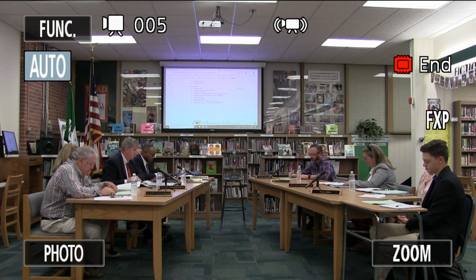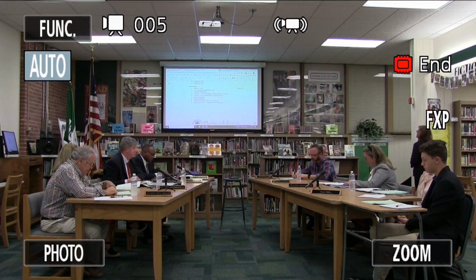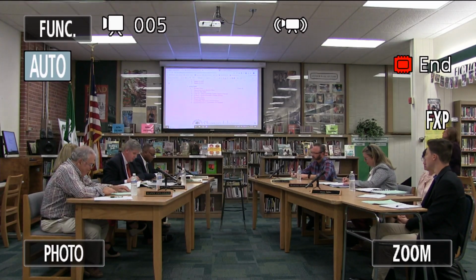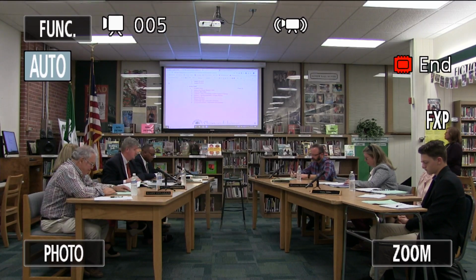Number 5 is disposal of buses. Can I have a motion on this one? Mrs. Miller, second, Mr. Gilbert. Any comments, questions? If not, all in favor? Number 6 is reserve transfers. We talked about it last month. Can I have a motion on this one? Mr. Gilbert, second, Mrs. Stevenson. Any comments, questions? All in favor?